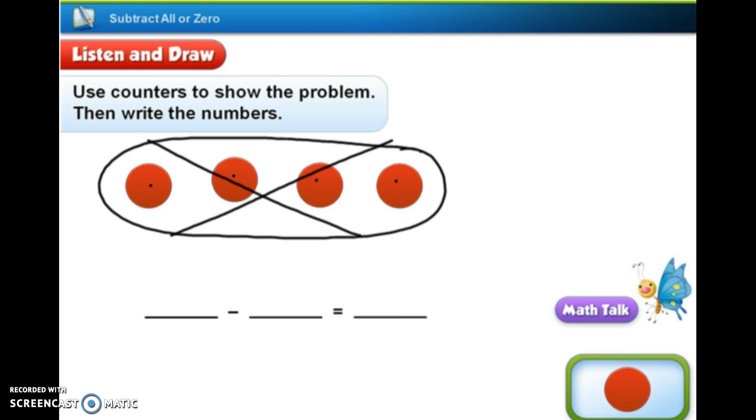Now let's write the numbers to show our number sentence. How many toys did I start with on the shelf? Yes, I started with 4. How many toys were taken off the shelf? Look at how many toys you circled and crossed off. 1, 2, 3, 4. So I took 4 off the shelf. How many circles do I have left? That's right, 0 or none. Excellent. Let's try another one together.